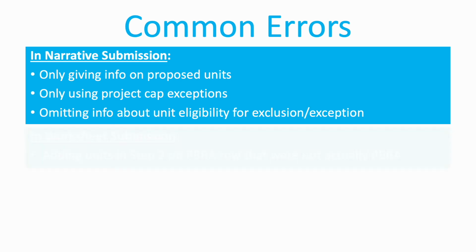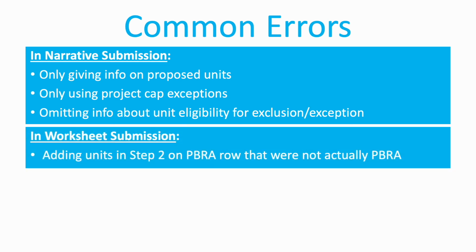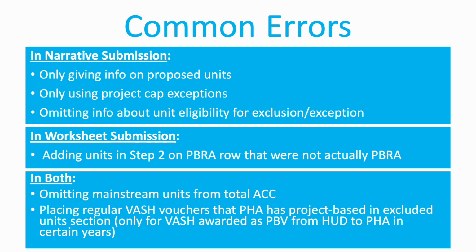Common errors on a worksheet submission include adding units in Step 2 on the Project-Based Rental Assistance row that were not actually former PBRA units. This language often confuses people. In both types of submissions, PHAs often omit mainstream units when calculating the total ACC. Make sure that mainstream units are included in the ACC you are reporting.